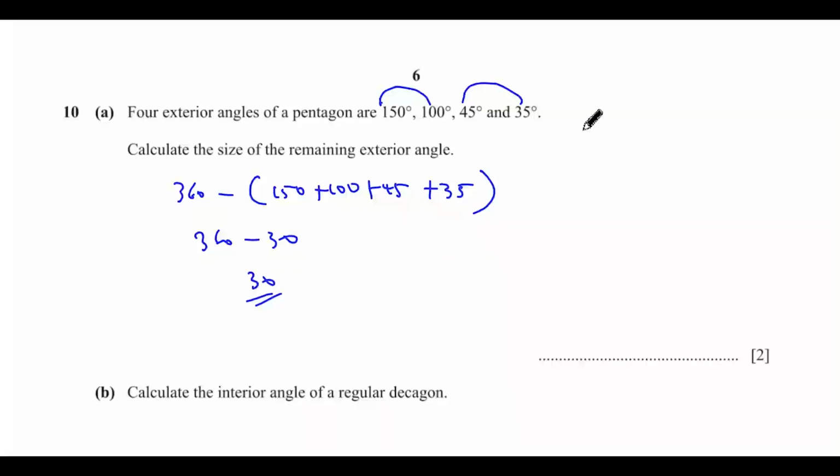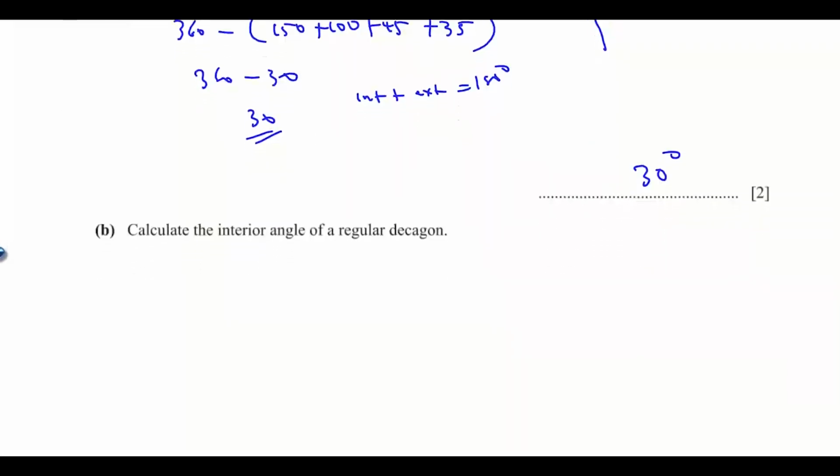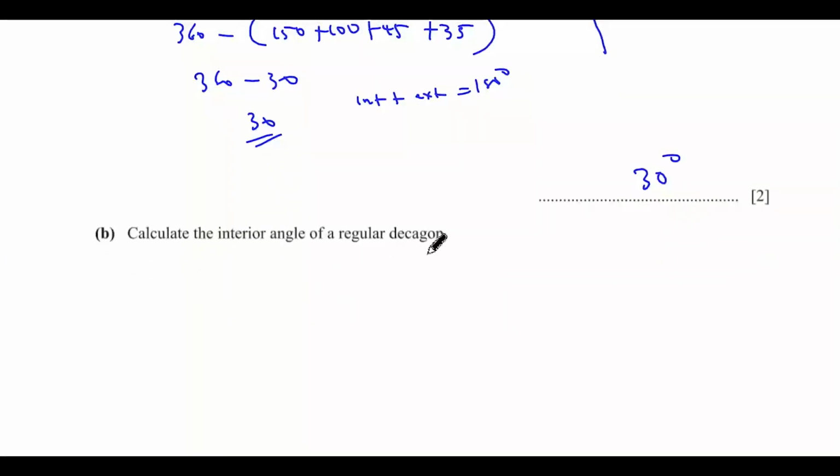And we know that because one interior angle and one exterior angle will line up like this. This is one interior angle and this is one exterior angle. So there will be angles on a straight line. So we can say one interior angle plus one exterior angle add up to 180 degrees. So if you need to get the interior angle, this is what you need to do. But here you just want to calculate the size of the remaining exterior angle, and that will be 30 degrees.